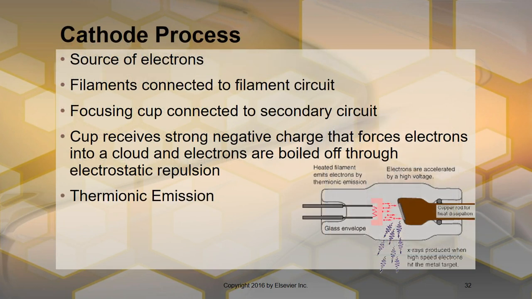So look right here. Here is the cathode. Here's our glass envelope. Okay? Here's our heated filament, and it emits the electrons by thermionic emission. Then they're accelerated by high voltage.